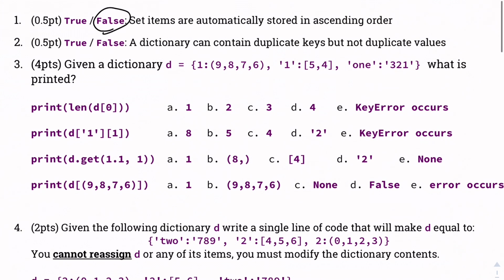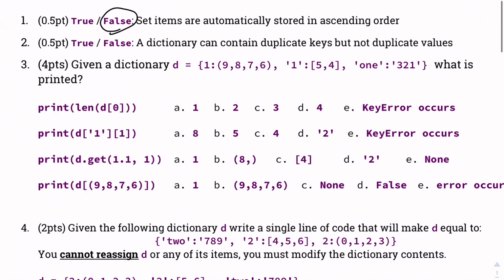Okay, a dictionary can contain duplicate keys but not duplicate values. You should remember that the keys in a dictionary must be unique. In other words, the dictionary's keys must be a set of items. So that means a key cannot be a mutable thing. All keys must be immutable, and they must be unique. You can only have one key, one particular thing as a key.